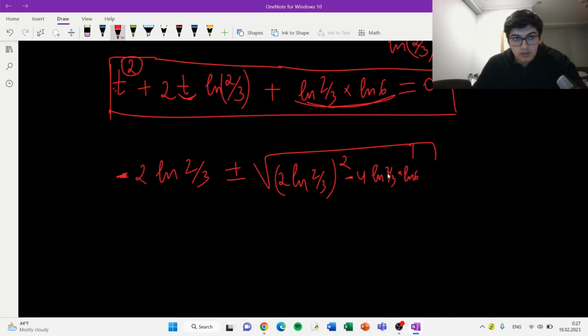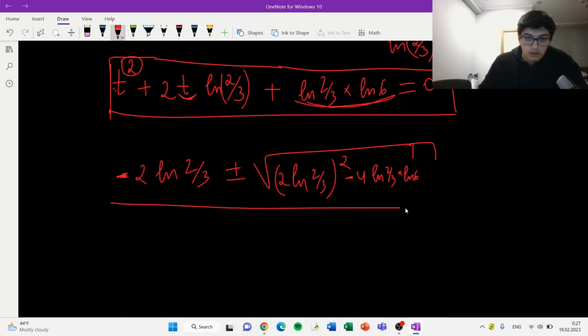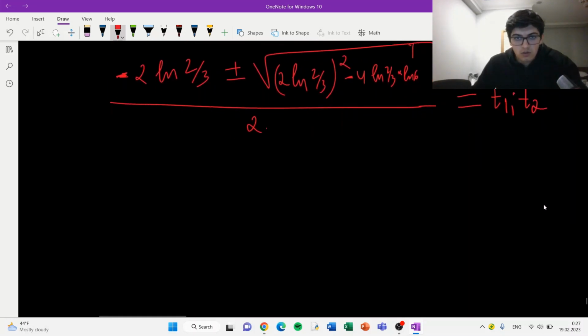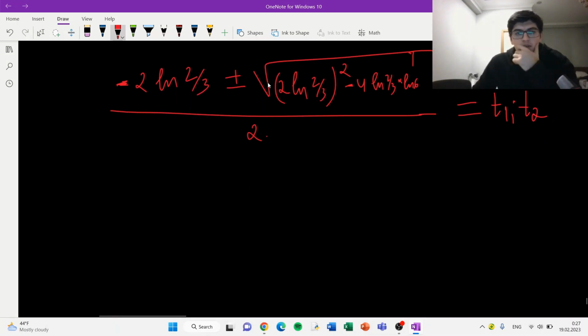And this is our equation, and it's going to be divided by 2 times the coefficient of the maximum power. 2 multiplied by 1 is equal to 2. And these are the roots t1 and t2. Let's see whether we can solve this problem and try to simplify the inside of it. Minus 2 can be just cancelled out, we will see.